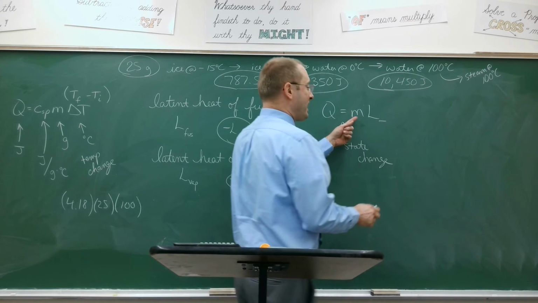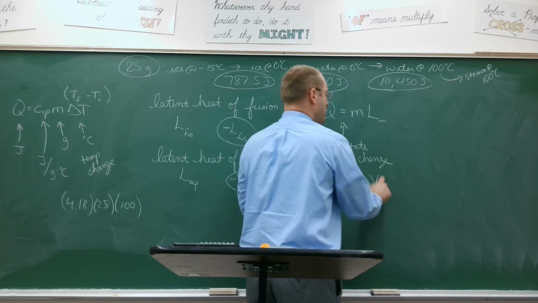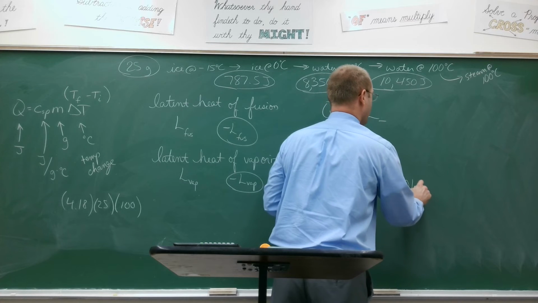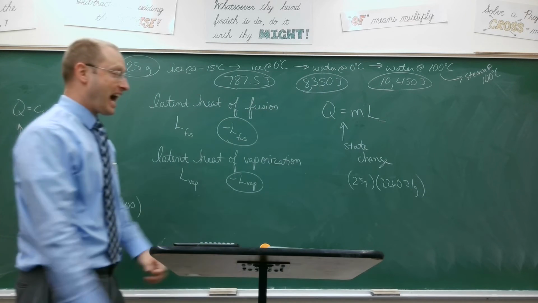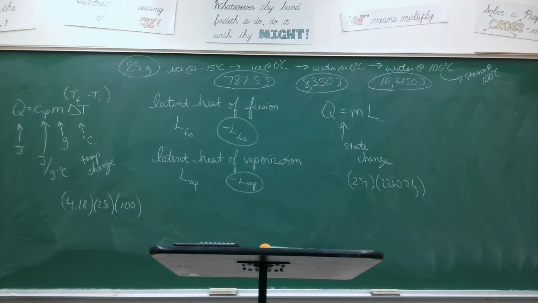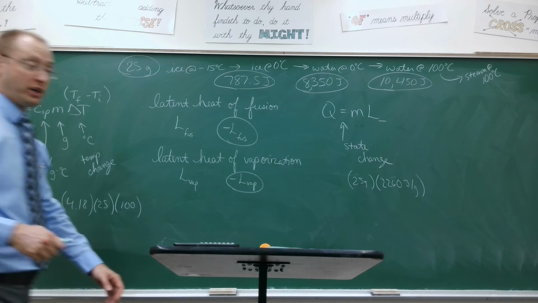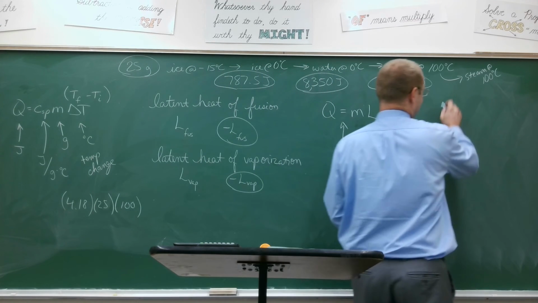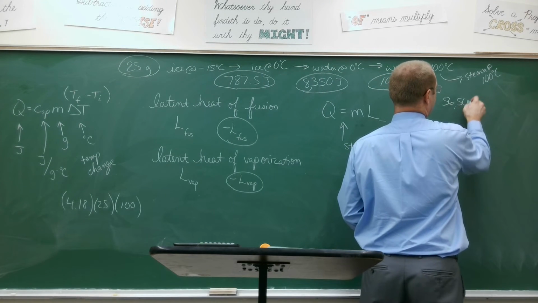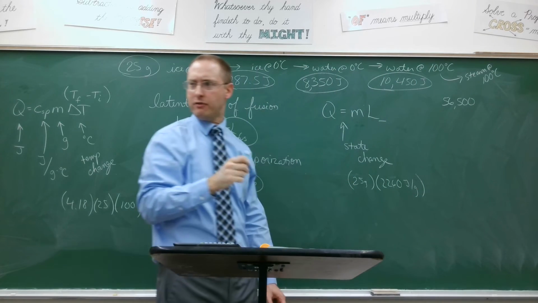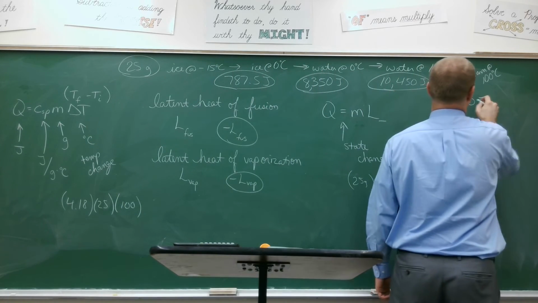So we're going to take 25 grams times 2,260 joules per gram. That's a lot of heat. That's a lot of latent heat of vaporization. How much does it take to actually evaporate all 25 grams of water that used to be ice? 56,000. Anyone else get the same number, 56.5? We like that number, 56.5 kilojoules.